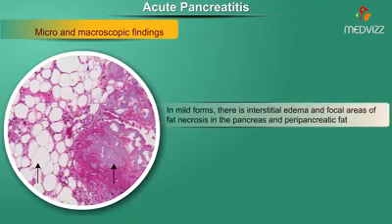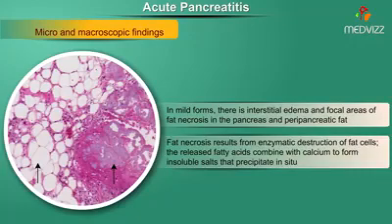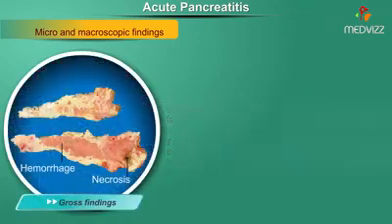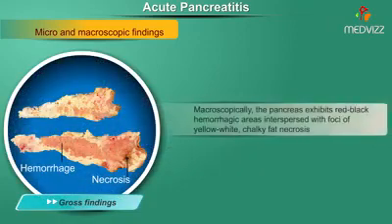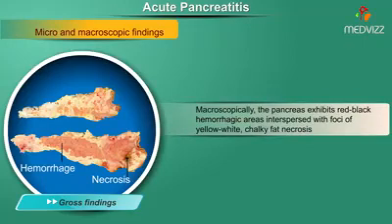Let's go ahead and look at some of the microscopic findings. In mild forms, there's interstitial edema and focal areas of fat necrosis in the pancreas and peripancreatic fat. Fat necrosis results from enzymatic destruction of the fat cells. The released fatty acids combine with calcium to form insoluble salts that precipitate in situ. Now let's go ahead and take a look at the gross findings. Macroscopically, the pancreas exhibits red-black hemorrhagic areas interspersed with foci of yellow-white chalky fat necrosis.